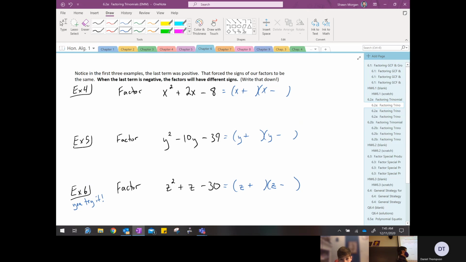So again, I'll do a me, we, you. Me, -8, I'm going to look at my factor pairs. Check this out. 1 times -8, 2 times -4, 4 times -2, 8 times -1. Okay? And I'm going to look for the pair that adds up to +2, and that's this pair. A +4 and a -2. And I can check my work with FOIL to make sure I get what I'm supposed to.